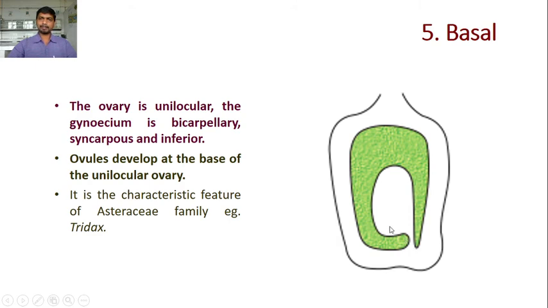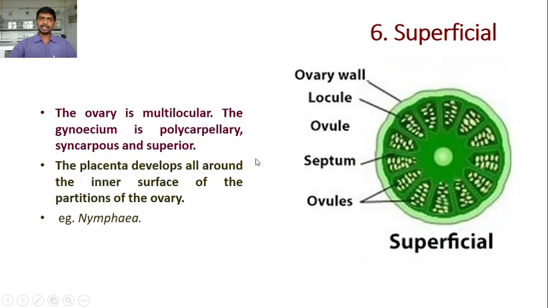Next to this is the superficial placentation. The ovary is multilocular. Here we can see the many locules, multilocular. The gynoecium is polycarpellary, syncarpous and superior. Here the carpels are united, so it is syncarpous. Superior ovary, it is polycarpellary or multilocular. These two terms are the same.